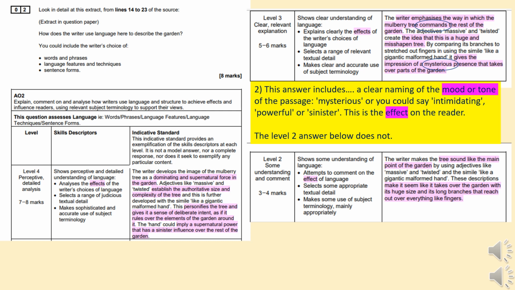The level 3 answer runs as follows. The writer emphasises the way in which the mulberry tree commands the rest of the garden. The adjectives massive and twisted create the idea that it's a huge and misshapen tree. By comparing its branches to stretched out fingers and using the simile like a gigantic malformed hand, it gives the impression of a mysterious presence that takes over parts of the garden. So the tree is described in more terms than just the literal size and shape.